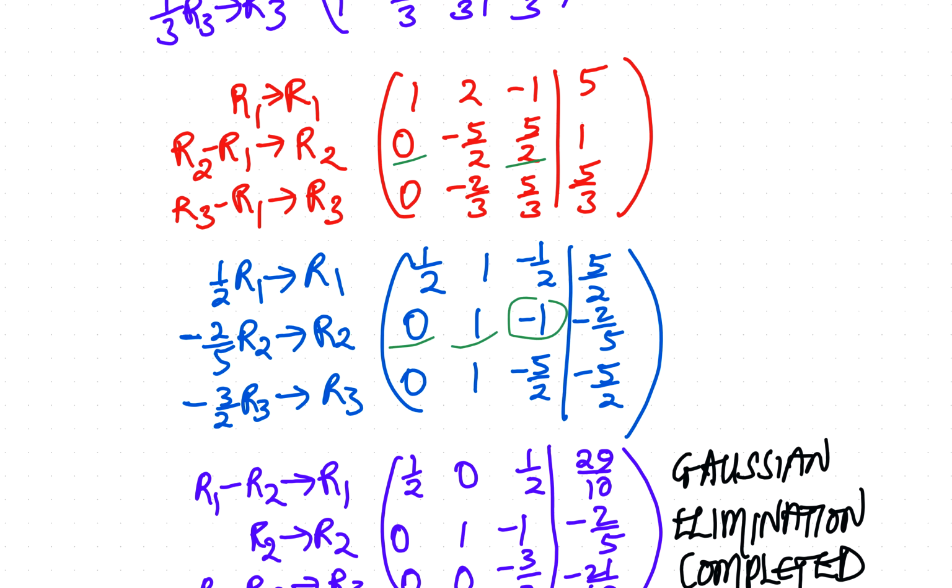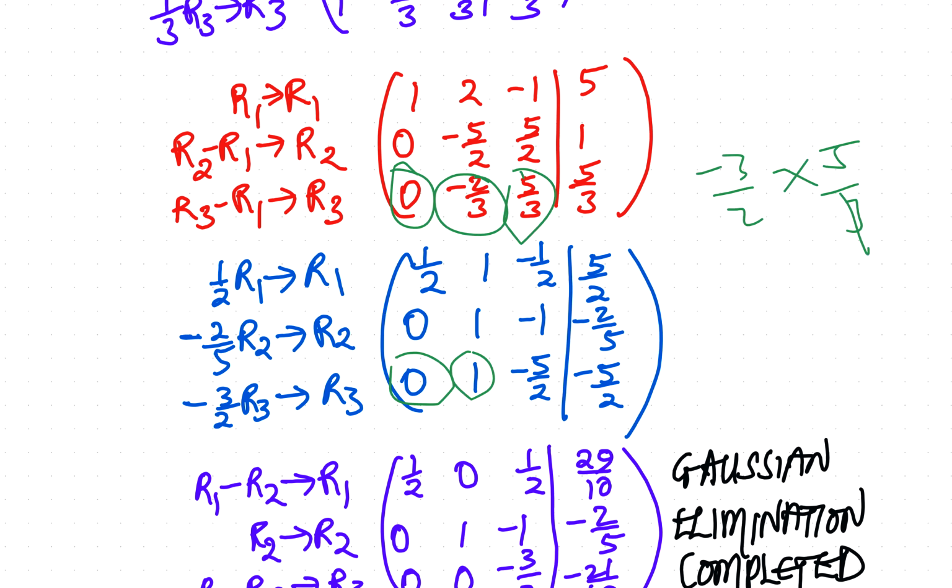And then we have the last row. Minus 3 over 2 times row 3 will give us the new row 3, right? So 0 times minus 3 over 2, 0. Minus 3 over 2 times minus 2 over 3, that's 1. That's the purpose why we did that. Minus 3 over 2 times 5 over 3, that's minus 5 over 2. Just like the one we just did.